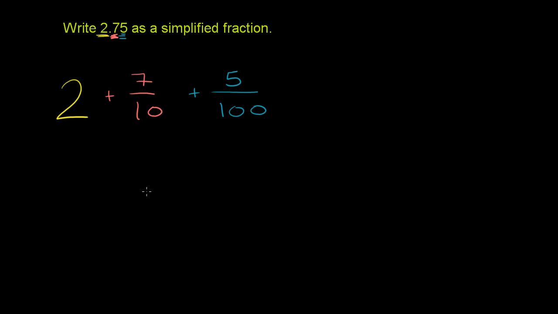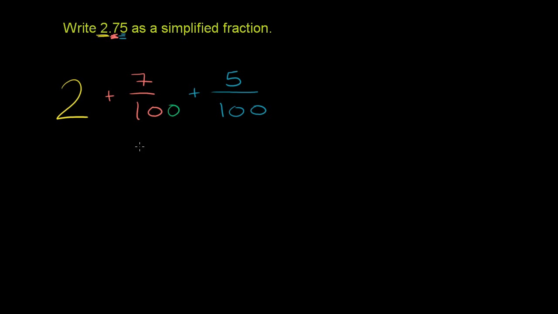Now, if I want to write this as a simplified fraction, or really as a mixed number, I have to merge these fraction parts right here. And to add two fractions, you have to have a common denominator. To figure out the common denominator, you just have to think about the least common multiple of 10 and 100. And that's 100. 100 is divisible by both 100 and 10. So let's get this 10 to be 100. We can do that by multiplying it by 10. When you multiply something by 10, you add a 0 at the end of it.